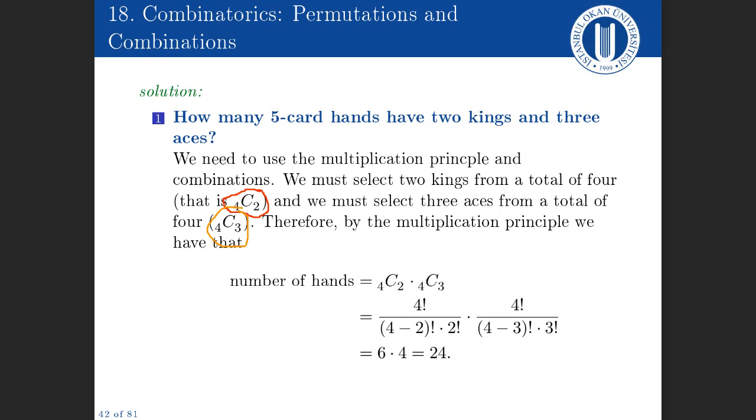Then we come to the multiplication principle. We need to multiply these two numbers together. We're going to be doing 4C2 multiplied by 4C3. And I'll leave for you to check that that is equal to 24. There's 24 different ways of getting five cards, which includes two kings and three aces.